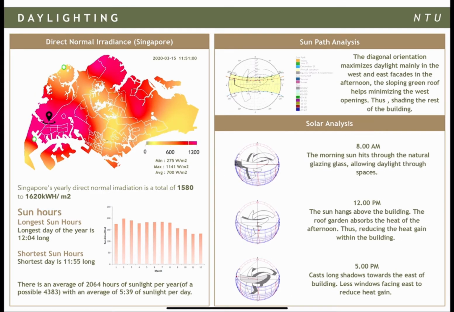For daylighting, Singapore's yearly direct normal irradiation is a total of 1,580 to 1,620 kilowatt-hours per square meter. The sun path analysis shows that the diagonal orientation maximizes daylighting mainly in the west and east facade in the afternoon. The sloped green roof helps minimize the west openings, thus shading the rest of the building.